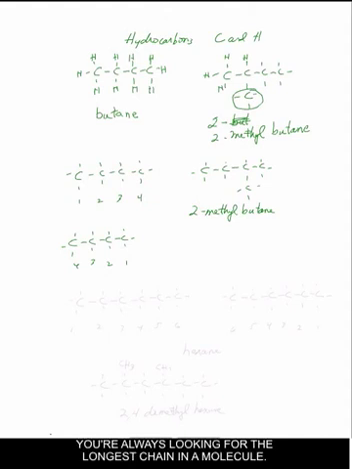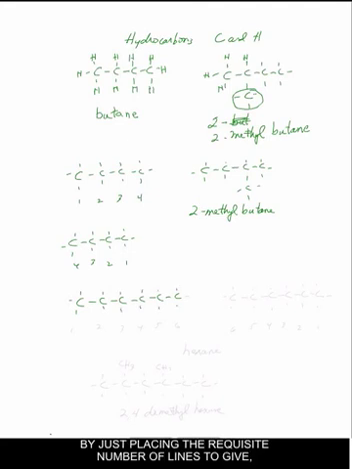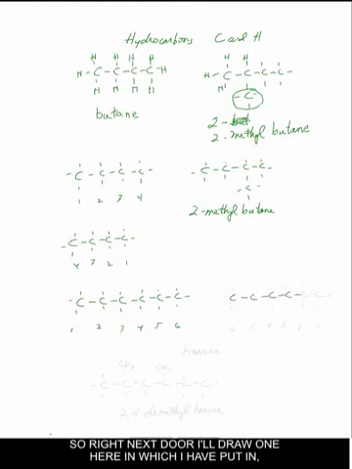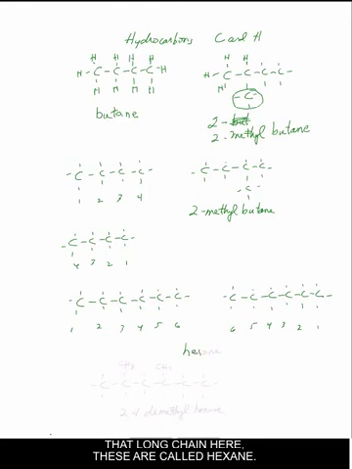The other point is you're always looking for the longest chain in a molecule. So for example, if I have a situation where I have, say, 1, 2, 3, 4, 5, 6 carbons, and again I'm going to start by just placing the requisite number of lines to give each carbon 4 bonds, and it's understood those are hydrogens because I didn't put any other group there. Then again I can number this either 1 to 6, or I can number it the other way around. So right next door I'll draw one in which I have put in the numbering system 1, 2, 3, 4, 5, 6. By the way, that long chain here is called hexane.